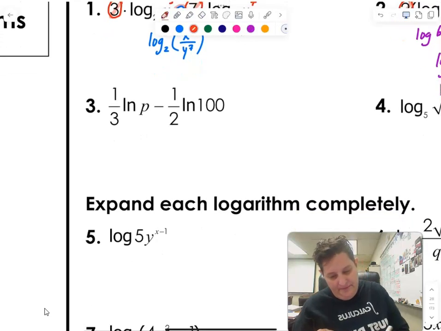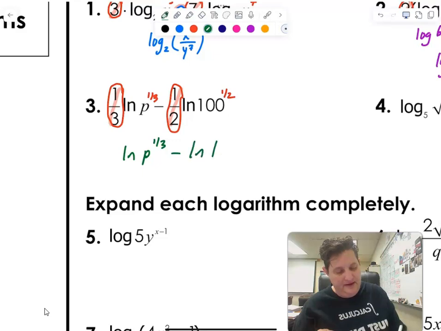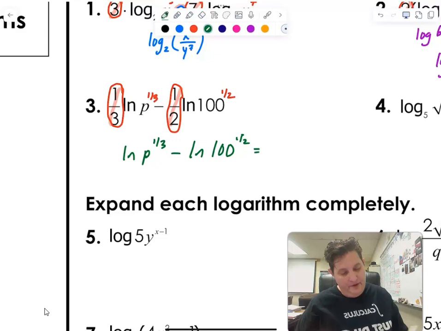Okay, next one. I'm going to bring that up to the 1/3, and I'm going to bring that up to the 1/2. So those both go away. So this turns into ln of p to the 1/3 minus ln of 100 to the 1/2. Now, remember, these things mean third root and square root. When I put it together, because of the minus, I'm going to divide.